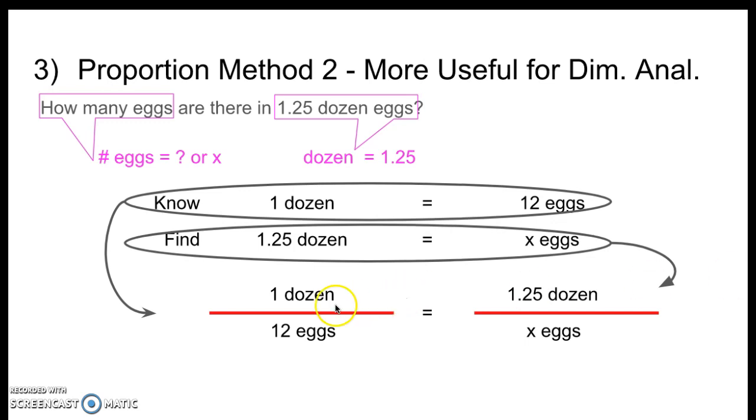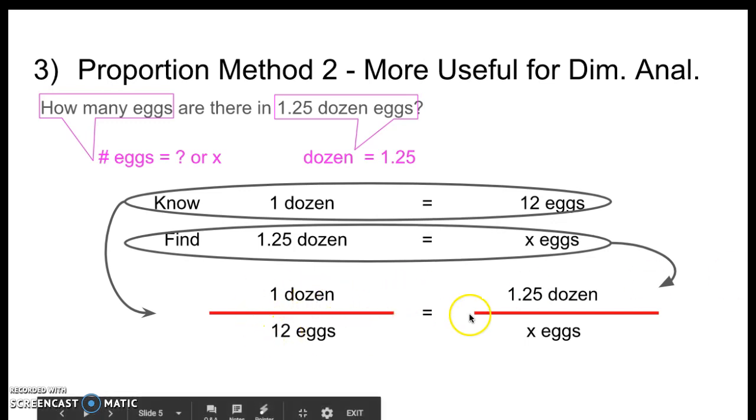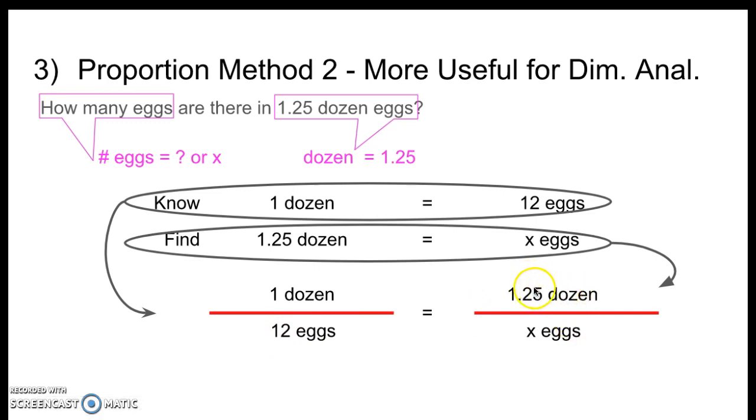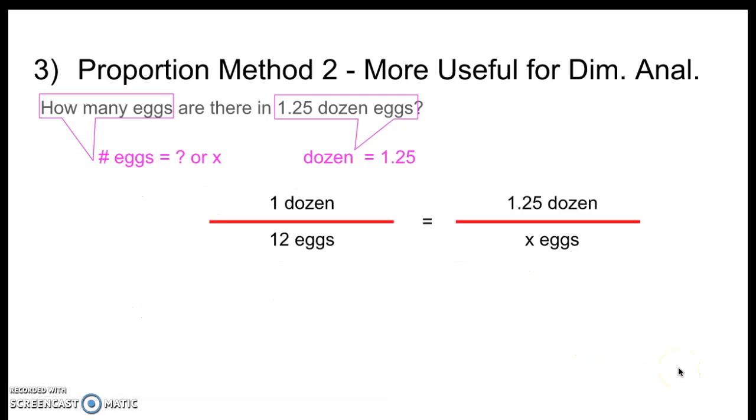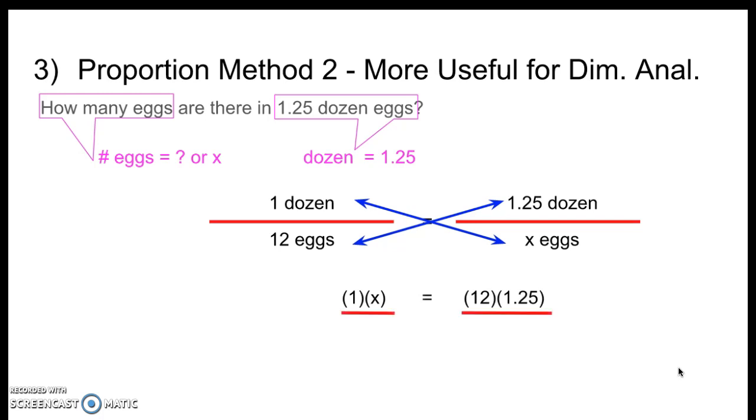And that makes sense because if 1 dozen has 12 eggs, then we can figure out how many eggs are in 1.25 dozen, because this should just scale up by the same amount. So here are our two fractions set equal to each other. Let's go ahead and solve using cross multiplication. So again, the work looks the same as in method 1. 1 times x equals 12 times 1.25. Divide both sides by 1 to solve for x, and then you would get that x is equal to 15.